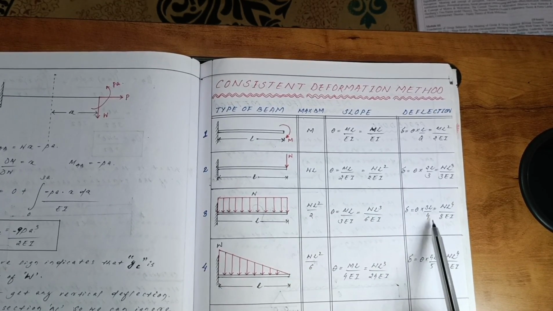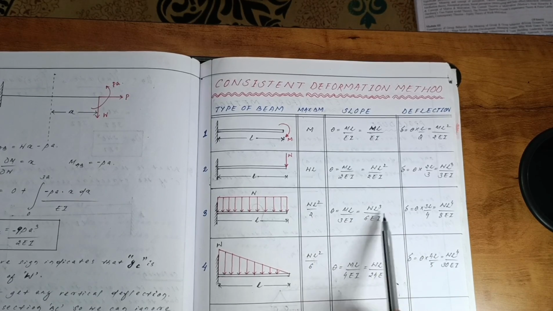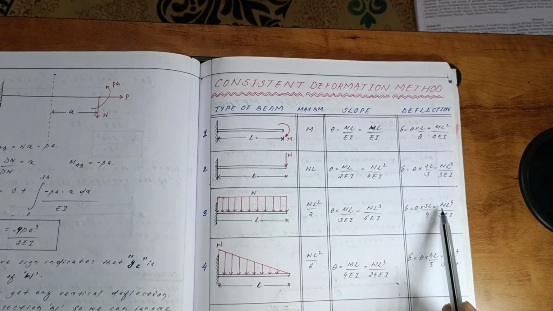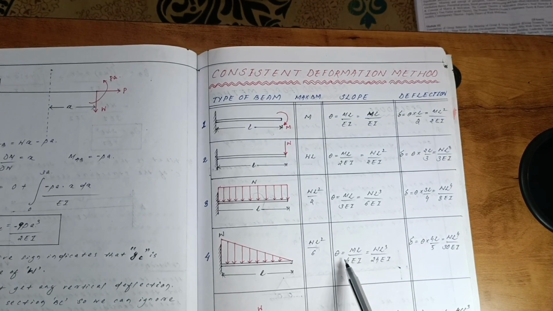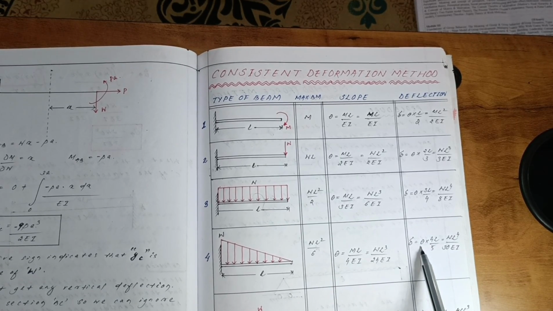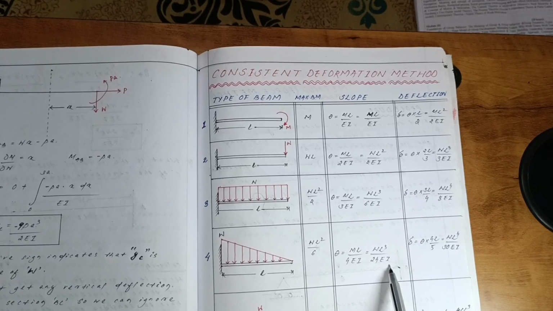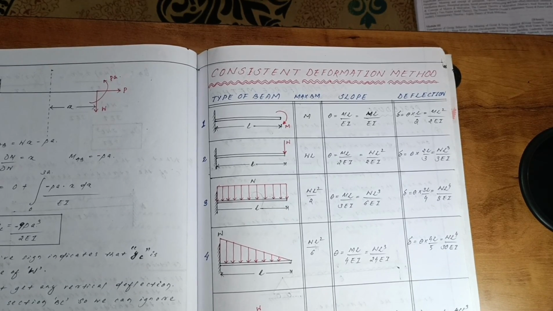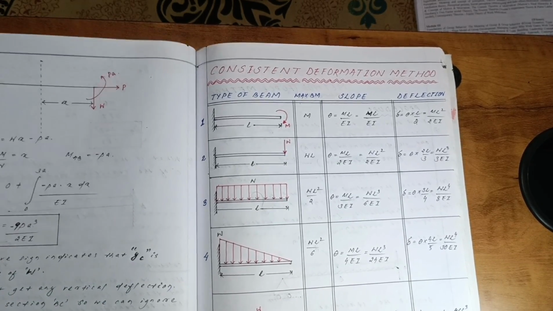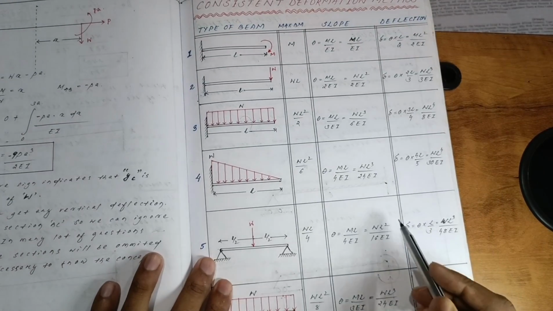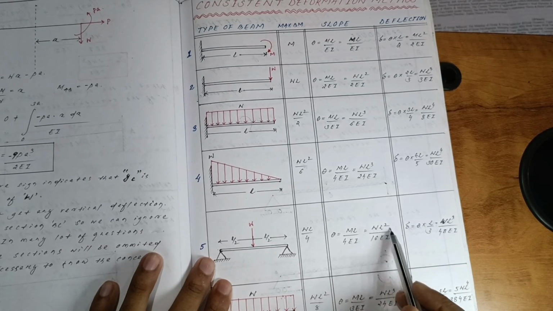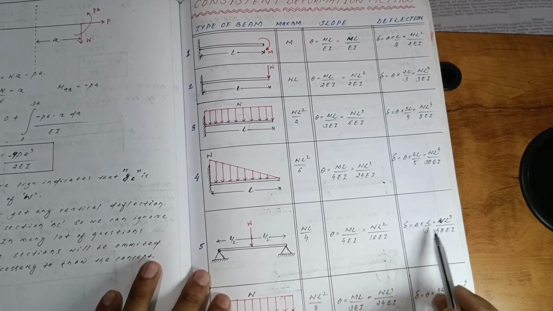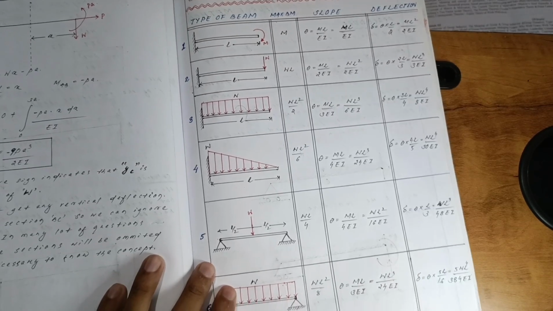Now del is equal to theta into 3L by 4. We will put theta is equal to wL cube divided by 6 EI. Then we will get del is equal to wL^4 divided by 8 EI. For the fourth situation, del is equal to theta into 4L by 5. We will put theta is equal to wL cube divided by 24 EI. Then we will get del is equal to wL^4 divided by 30 EI. For the fifth situation, del is equal to theta into L by 3. We will put theta is equal to wL square divided by 16 EI. Then we will get del is equal to wL cube divided by 48 EI.